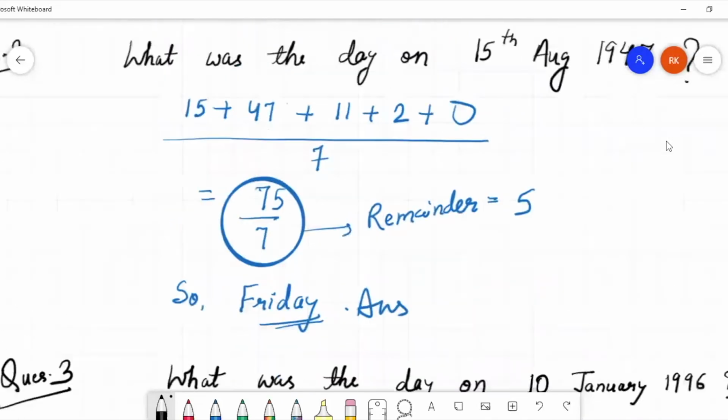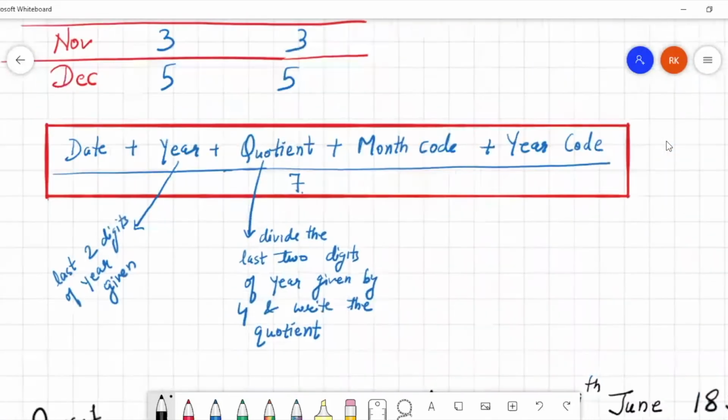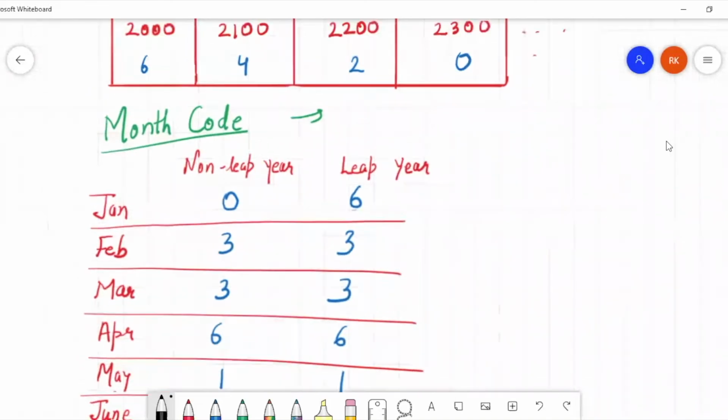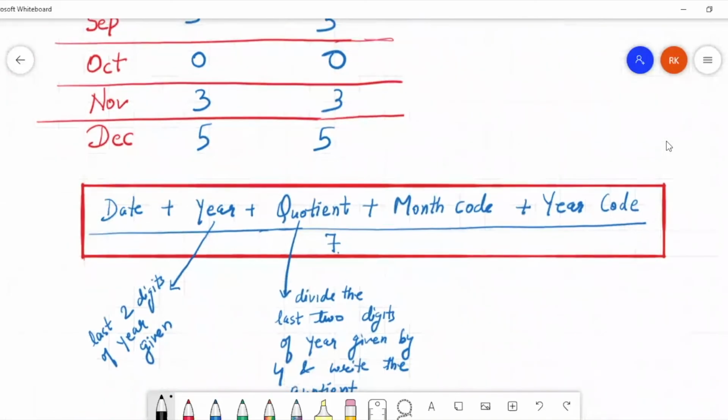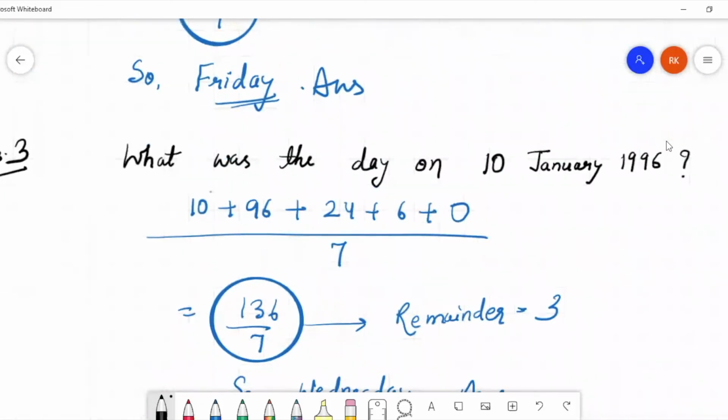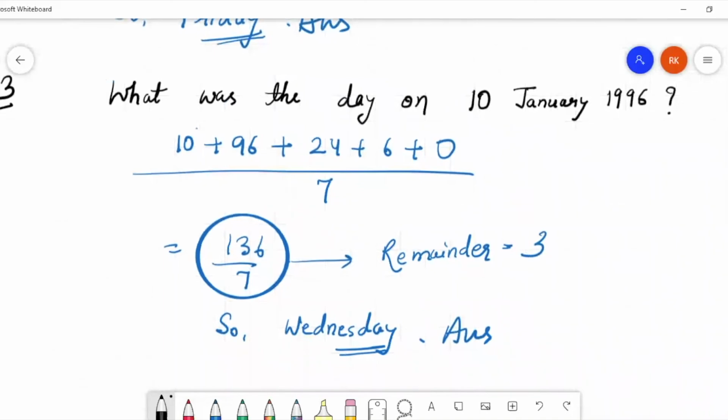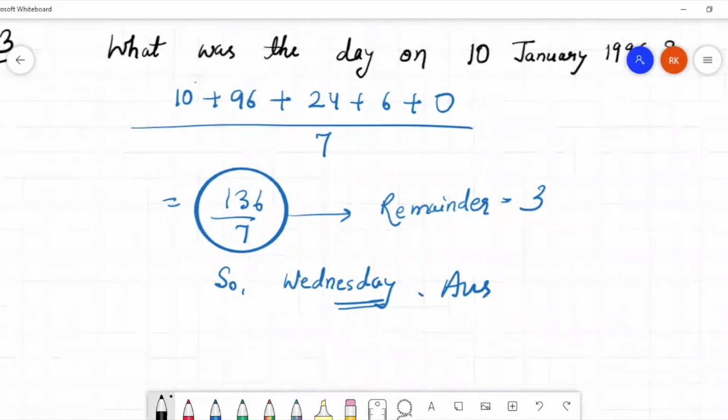So for the leap year, January has a different code. See, I will show you. Whenever we have a leap year, January has a month code of 6. So we will put 6 here. Okay, and then 1996, the 1900 series, has 0 as its year code, so 0. Adding them we get 136 by 7. Remainder we are getting as 3. So we will match this remainder with the week code. We will get Wednesday as our answer.